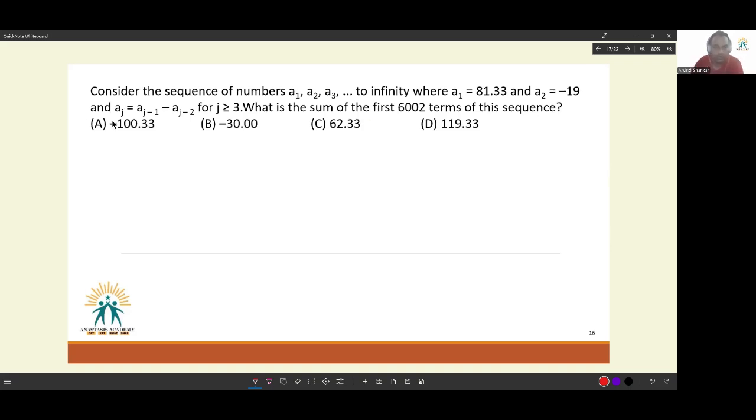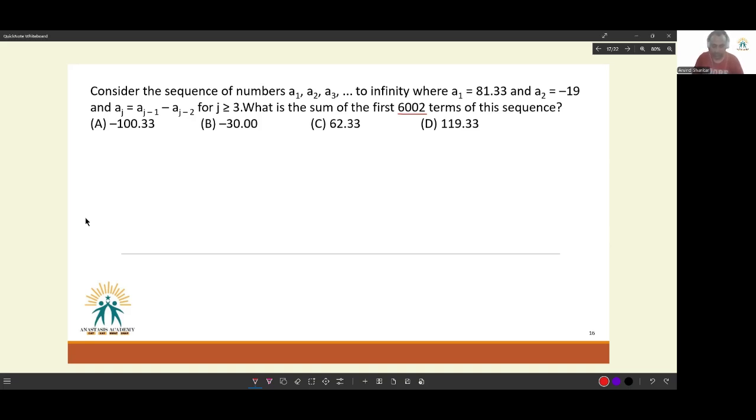Okay, let's look at this now. Consider the sequence of numbers a1, a2, a3 to infinity, where a1 is this, a2 is this, and aj is equal to aj minus 1 minus aj minus 2 for j greater than or equal to 3. What is the sum of the first 6002 terms of the sequence? Now, the first trigger that should come to your head is, of course, this question does not expect you to calculate 6002 terms.